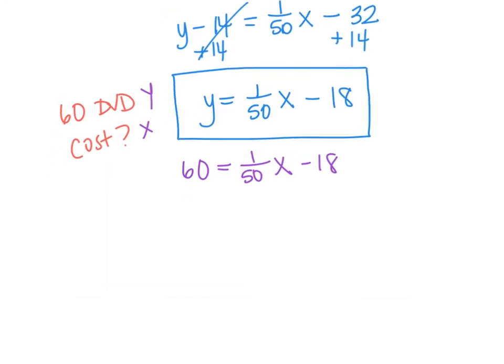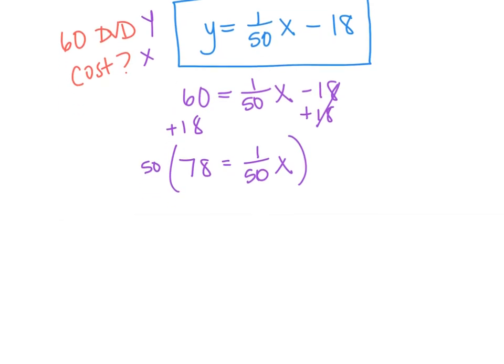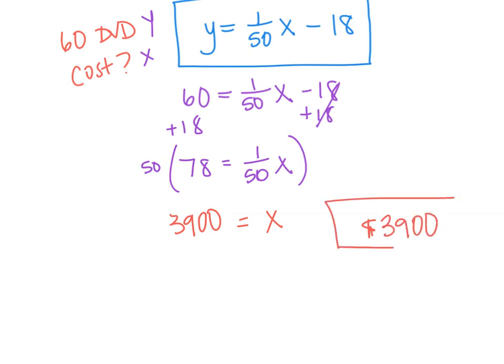Alright, so we plugged in 60 for Y, now we're solving. We're going to add 18 to both sides. So we have 78 is equal to 1 over 50x. We can multiply everything by that denominator 50. And we get 3,900 is equal to 1x, or x. And that's going to answer the question. How much does it cost? It costs $3,900 to manufacture 60 DVDs.